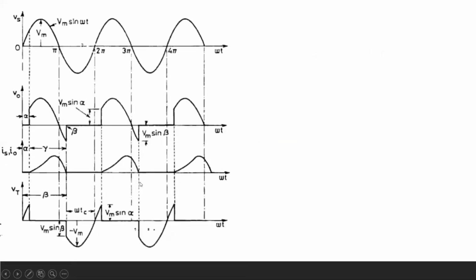These are the waveforms associated with this rectifier circuit. This is the supply voltage waveform, which is purely sinusoidal. This is the output voltage waveform. This is the supply current and output current waveform. And this is the voltage across the thyristor. Okay. Now we will see the operation of the rectifier interval by interval.